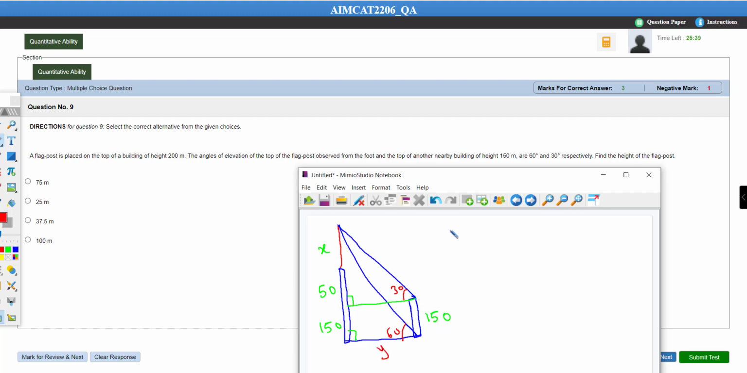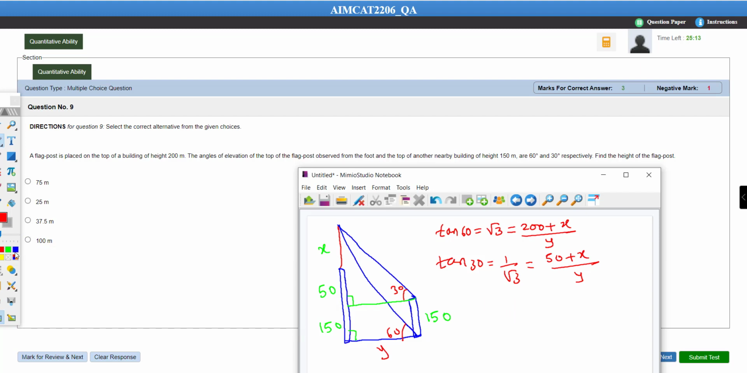Okay, so over here we can say that tan 60 is going to be how much? Tan 60 is √3, that is equal to opposite side divided by adjacent side, (200 + x) divided by y. And we know tan 30 also is equal to 1 by √3, opposite side is (50 + x) divided by adjacent side is y. Okay, so we can equate y here. We need to find the height of the flag post, which means we need to find the value of x.